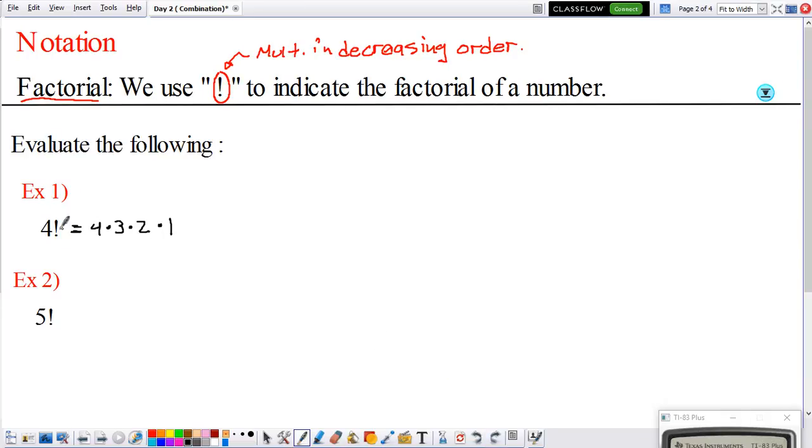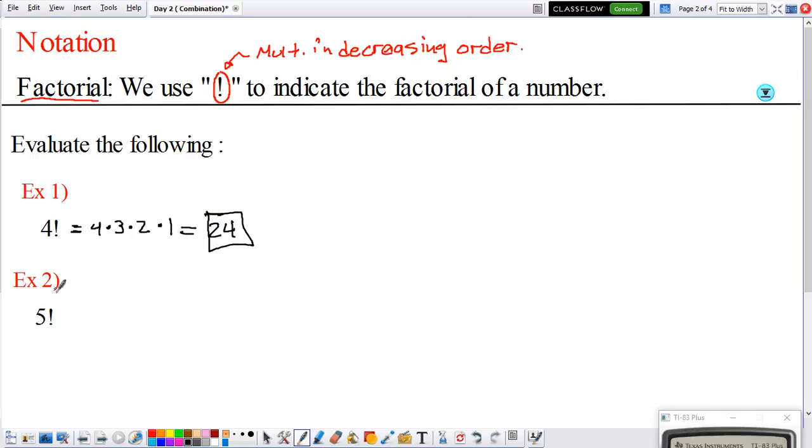So now this means 4 factorial: 4 times 3 times 2 times 1, going down by 1 each time until you reach 1. And then you just find out the value of this. So we have 4 times 3, which is 12, times 2, which is 24, times 1. Well, that still equals 24. So that means that 4 factorial is equal to 24.